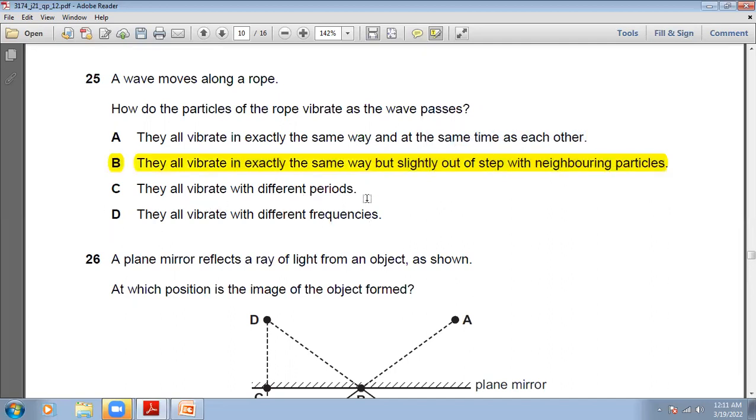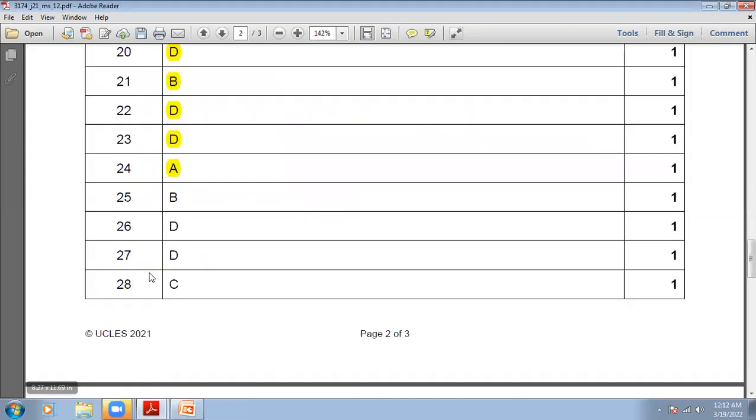They all vibrate with different periods. That's wrong. They all vibrate with different frequencies. That is also wrong. So the particles will be moving in the same way, but slightly out of step. Out of step means, let's say, if this is one step up, the next particle will be on the second step going up, so slightly out of step. B is a little tricky sentence, so B is the right option. So question number 25.